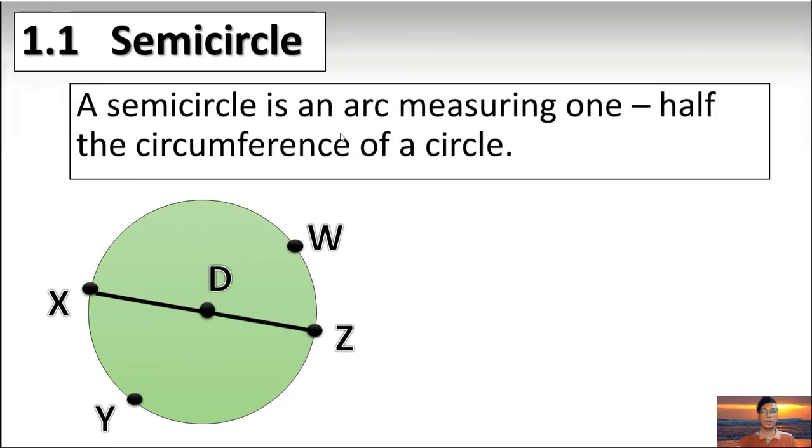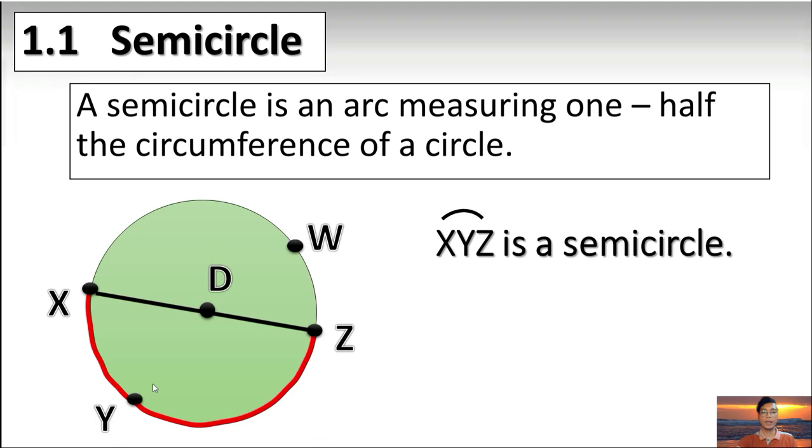1.1. So, under pa rin ang arc. So, now 1.1 is semicircle. A semicircle is an arc measuring 1/2 the circumference of the circle. Pag sinabing circumference, di ba, ito yung measure around the circle. So, pag kinalahati mo yan, yung arc natin is what we call a semicircle. Ayan. What is the name of that semicircle? Ayan, arc XYZ is a semicircle.